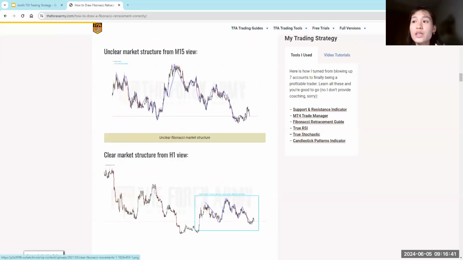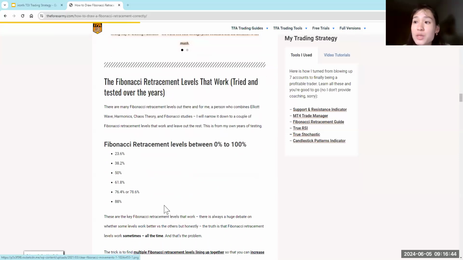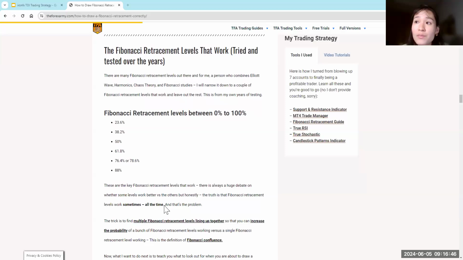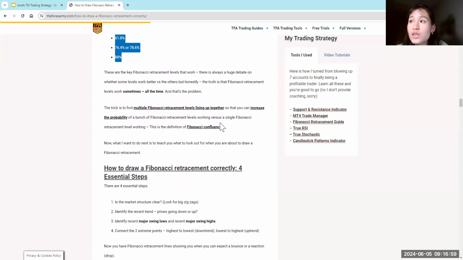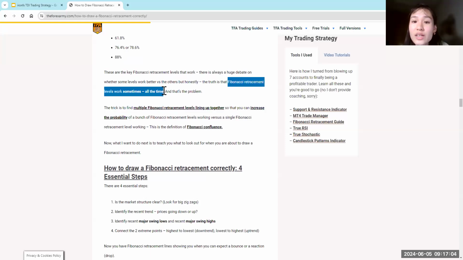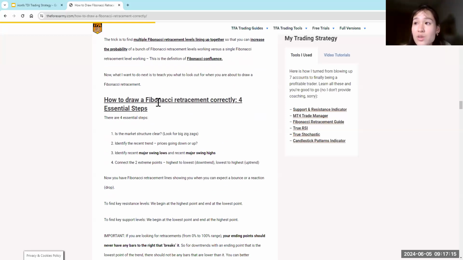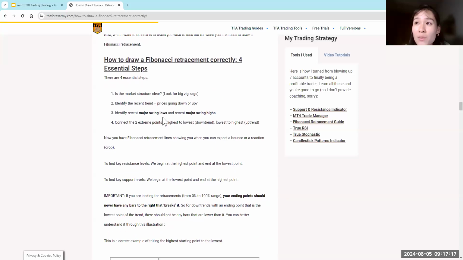Yeah, what to look out for here, clear market structures. So here, Fibonacci levels for retracement. The Fibonacci retracement levels that we like to use are between 0 and 100, namely these levels. And so the truth is that Fibonacci retracement levels work sometimes, not all the time, right? So again, that's why it's important for us to find different levels that work together, as well as used in combination with your indicators. So yeah, we have some steps here.